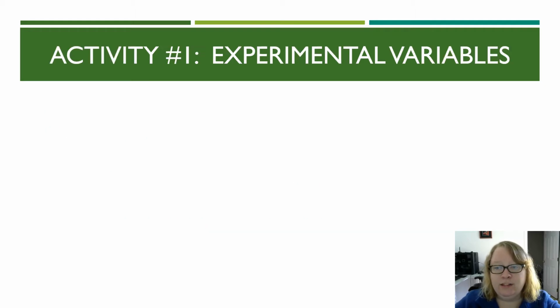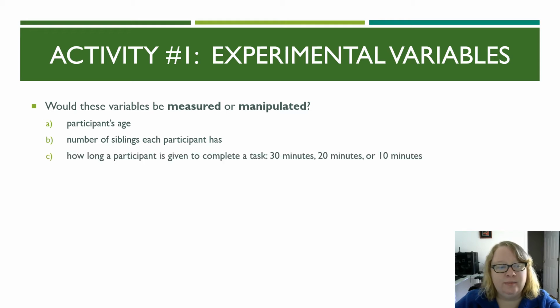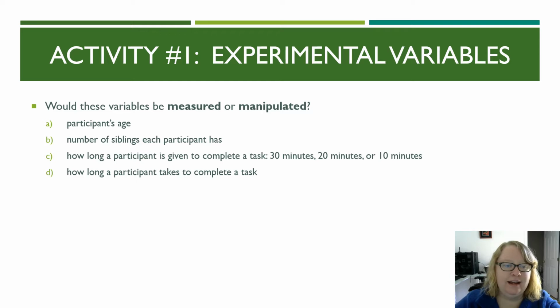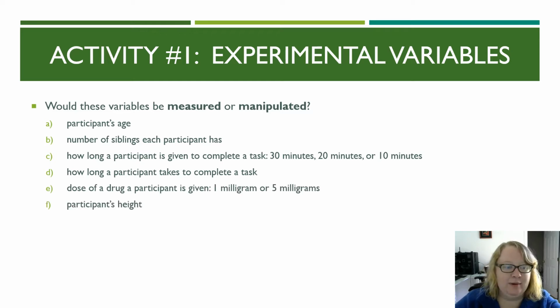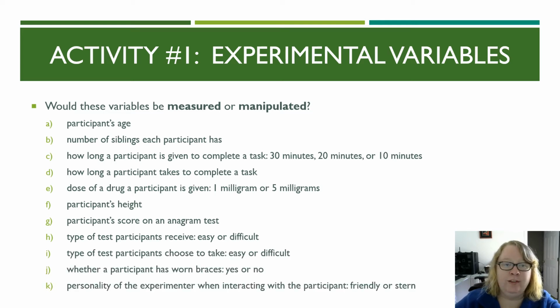All right, here's going to be the first activity. So this is activity number 1 for this week's module. There's a list of variables here, and your job is to decide whether you think they'd be measured or manipulated. So A, participant's age; B, number of siblings; C, how long the participant is given to complete a task, 30, 20, or 10 minutes; how long the participant takes, right? All this good stuff. So for each of these variables, your job is to determine whether you think it's a measured variable or a manipulated variable.